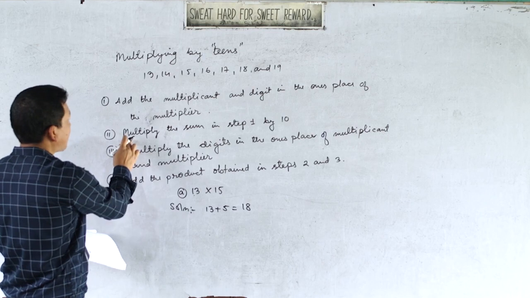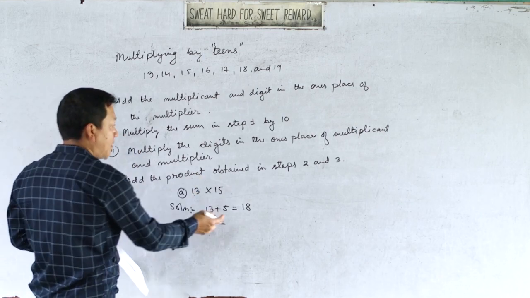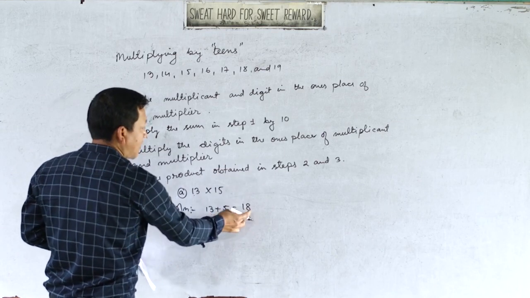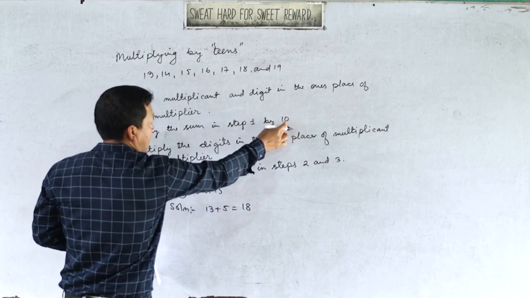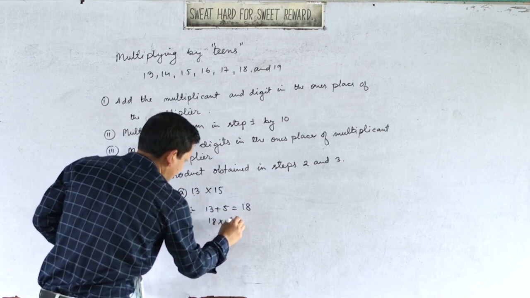Okay. Second step. Multiply the sum in step 1 by 10. Multiply the sum. 18 into 10. It's equal to 180.